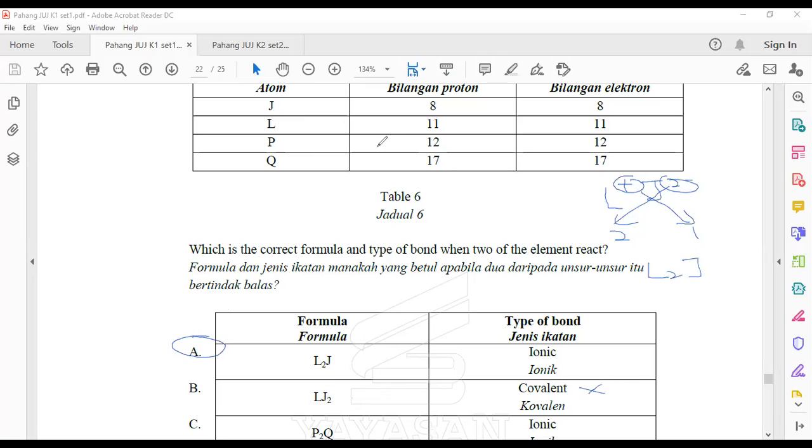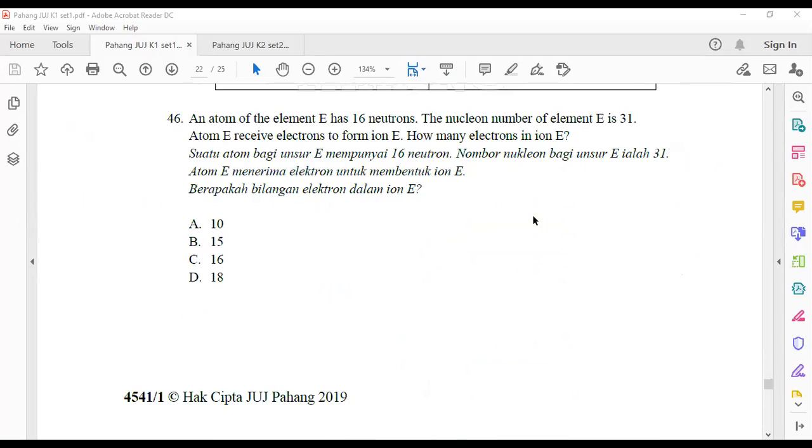About P and Q. P is 2, 8, 2. The Q is 2, 8, 7. So the P is actually forming P2 positive ion, and the Q is actually forming Q negative. When you take the number 2 cross it, the number 1 cross it, you are getting PQ2, not P2Q. And it is an ionic compound, correct. Okay? Can follow up? Now we continue to the next one, question 46.